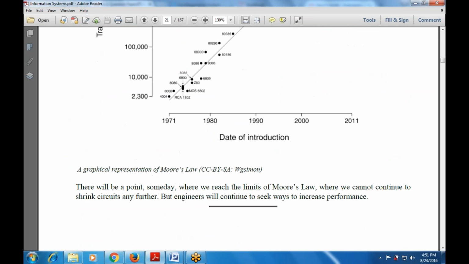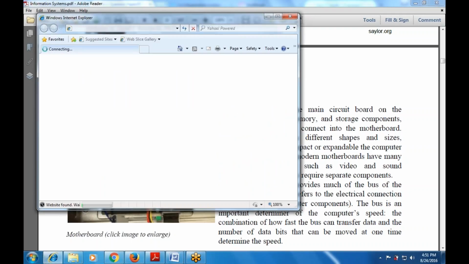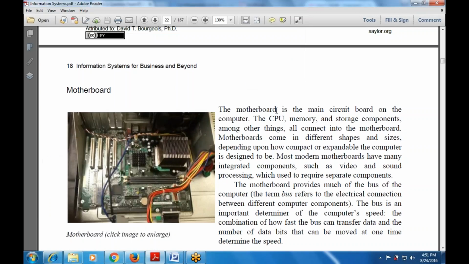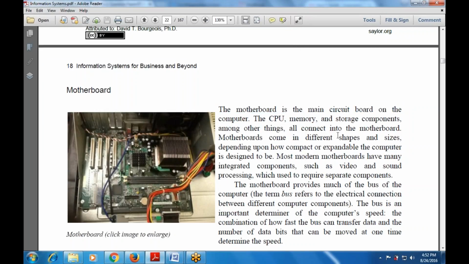This is one of the examples that we will discuss in the introduction. The next one is the motherboard, that is also a hardware concept. This is the motherboard. The motherboard is the main circuit board on the computer. The CPU, memory, and storage components, among other things, are all connected to the motherboard. Everything is connected via the motherboard, and motherboards come in different shapes and sizes.